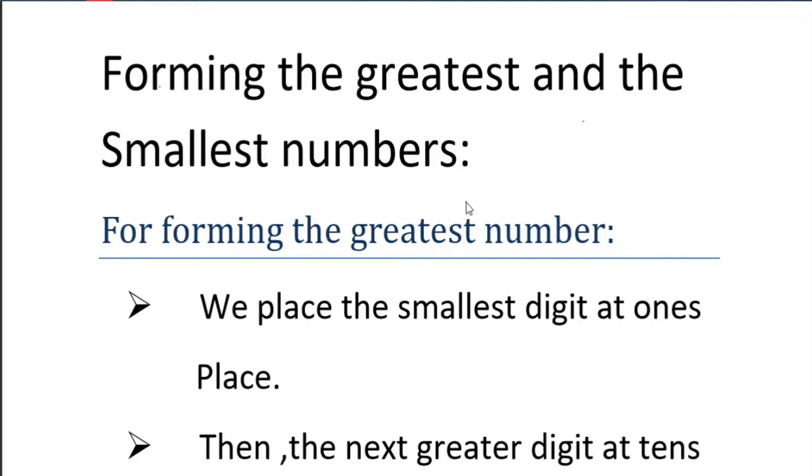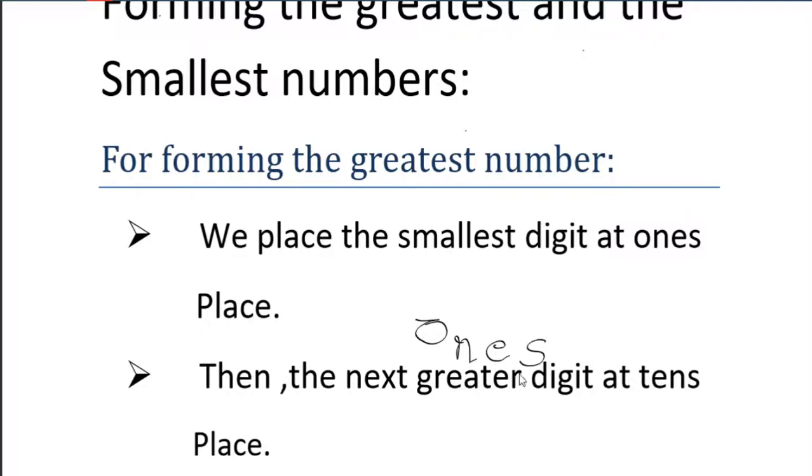First of all, whatever numbers they are, you have to start from the ones place. Where do we have to start? We have to start from the ones place. So from the given digits, we have to choose the smallest digit, and you have to place that smallest digit at the ones place.